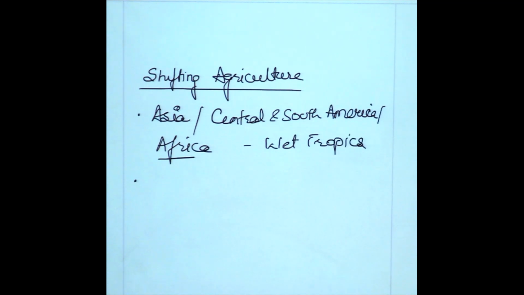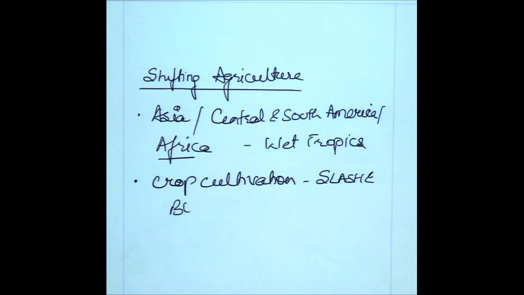And which type of agriculture is it? It is essentially crop cultivation, which is popularly called slash and burn agriculture. Standing vegetation is cut down by the primitive population. They burn it, cultivate the land, because they don't have the capacity to regenerate or sustain the soil fertility. They leave that land after a certain time.